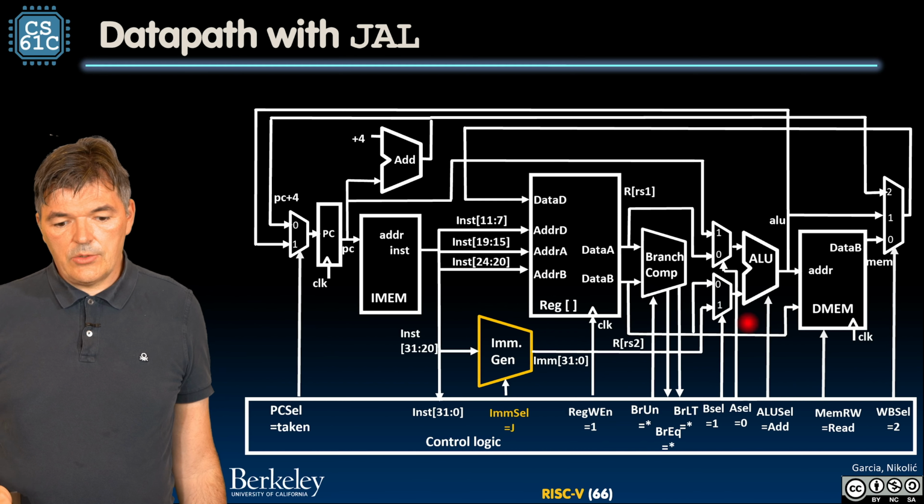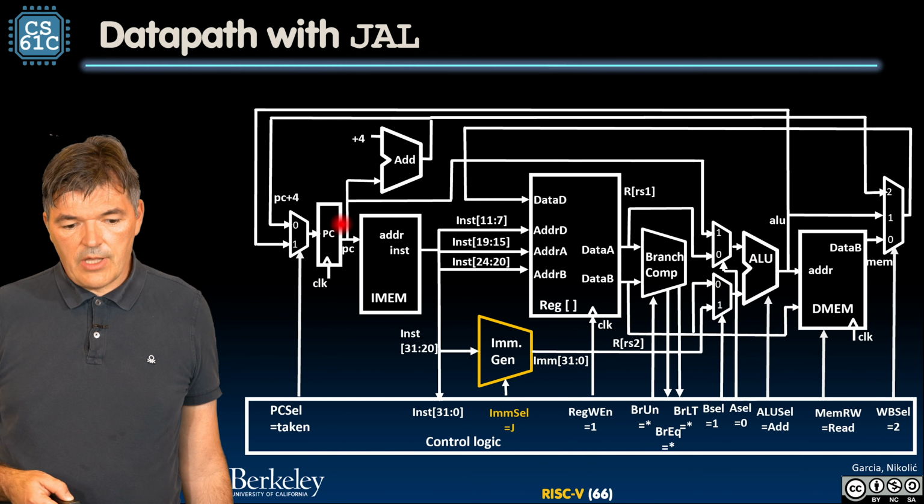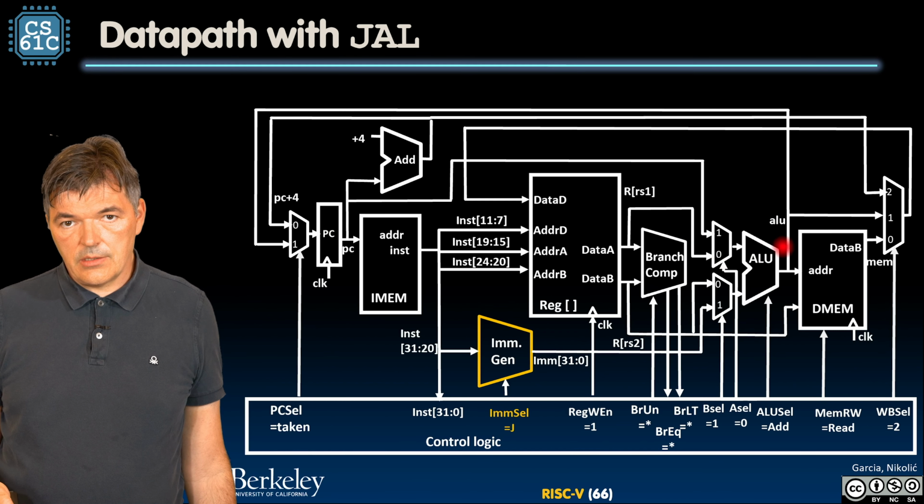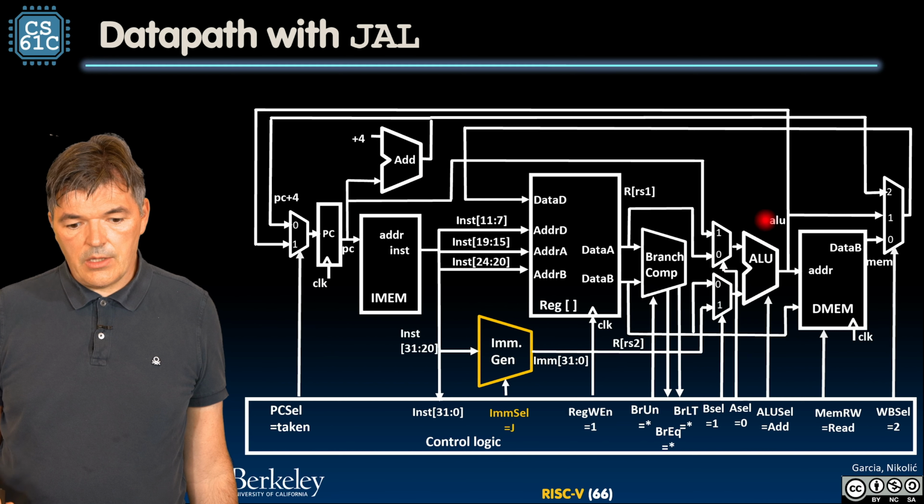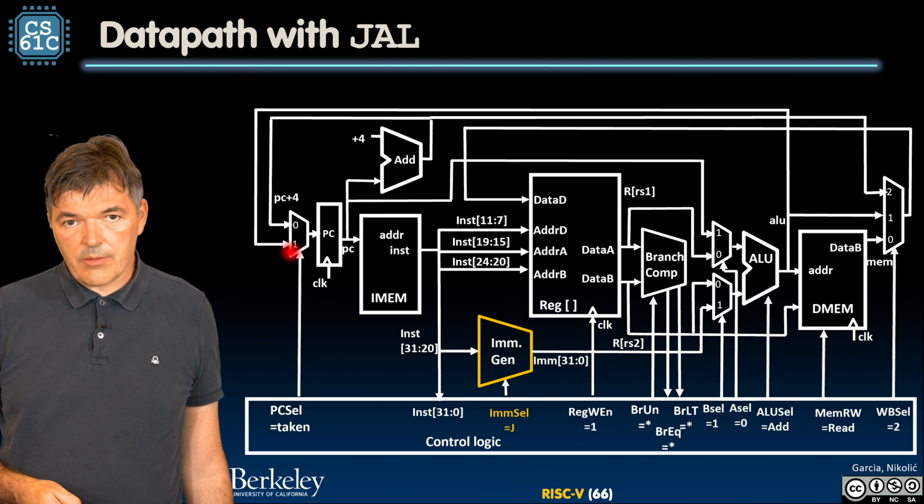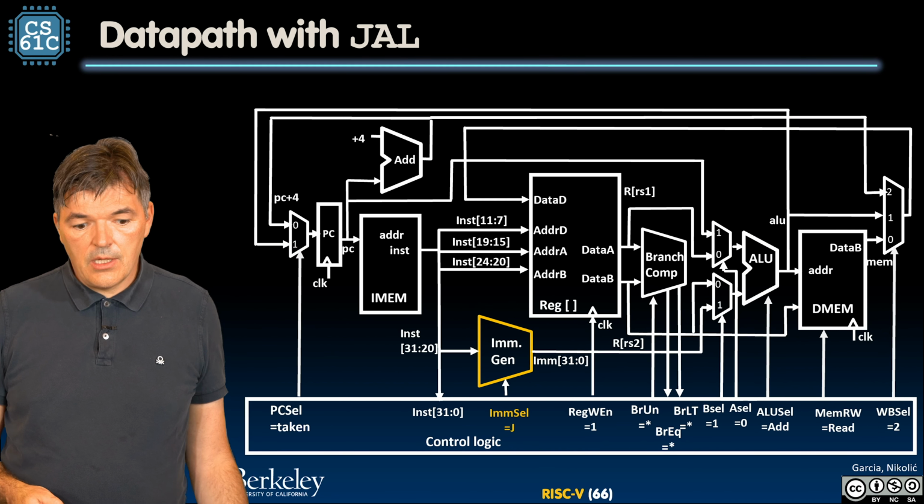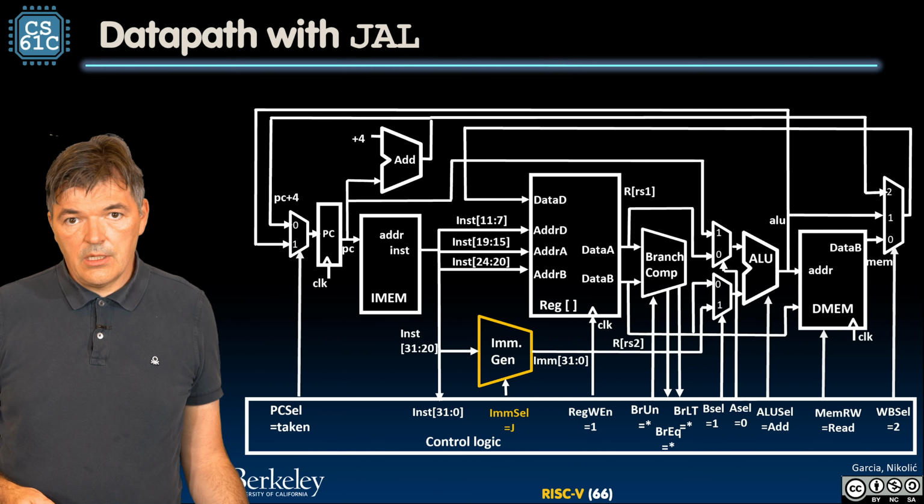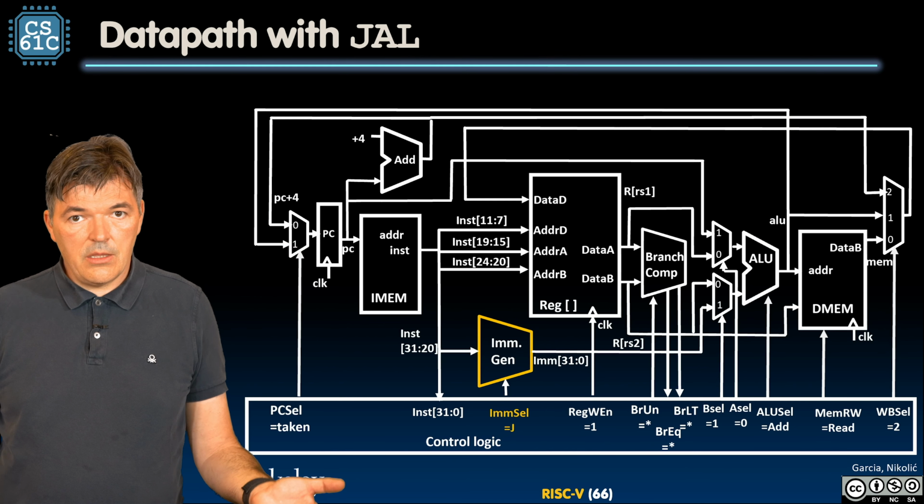The second mechanism we are borrowing from the branch. What we need to do is make the ALU add the value of PC at its input A with the new immediate value and send that result back to the program counter. We are going to set the PC select signal to be always taken, and that's it.